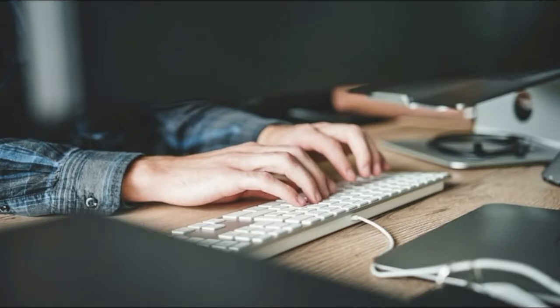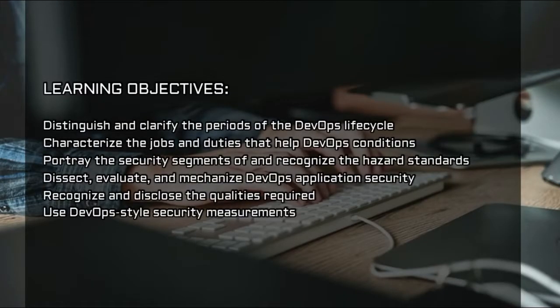DevSecOps learning objectives. Upon completion of DevSecOps Training Bootcamp, participants will learn how to distinguish and clarify the periods of the DevOps lifecycle, characterize the jobs and duties that help DevOps conditions, portray the security segments of and recognize the hazard standards of DevOps, dissect, evaluate, and mechanize DevOps application security across the software development lifecycle, SDLC. Recognize and disclose the qualities required to fulfill the security meaning of DevOps registering. Use DevOps-style security measurements to gauge and screen security practices and execution, and numerous other things.